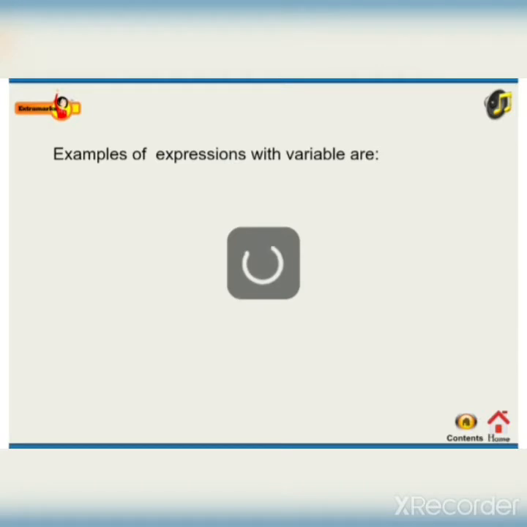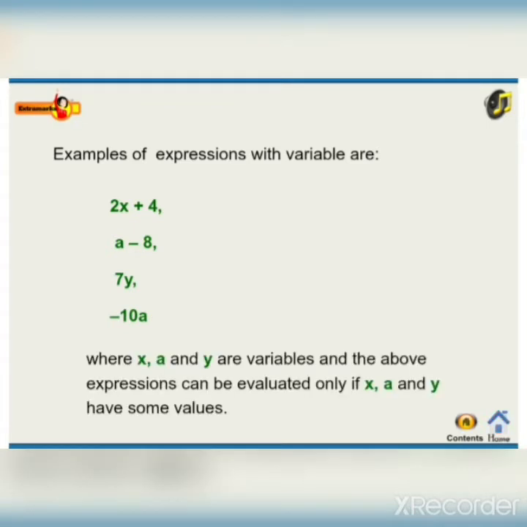Some examples of expressions with variables are 2x plus 4, a minus 8, 7y, minus 10a. In these expressions, x, a, and y are variables. These expressions can be evaluated only if x, a, and y have some values.